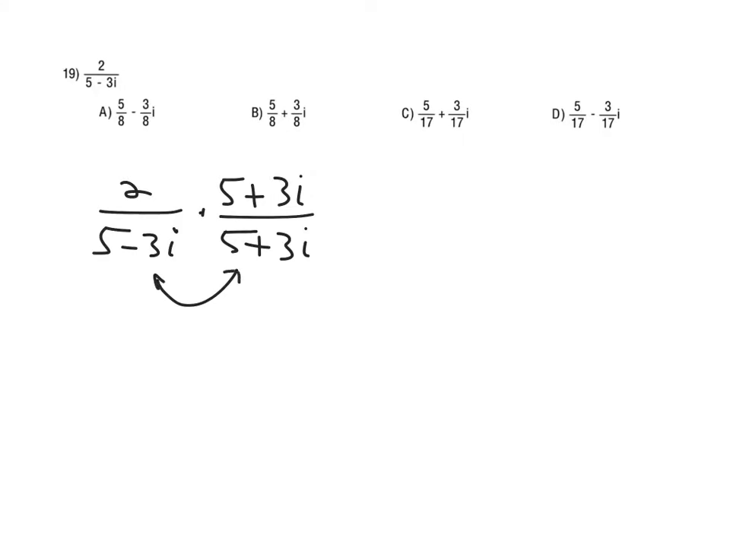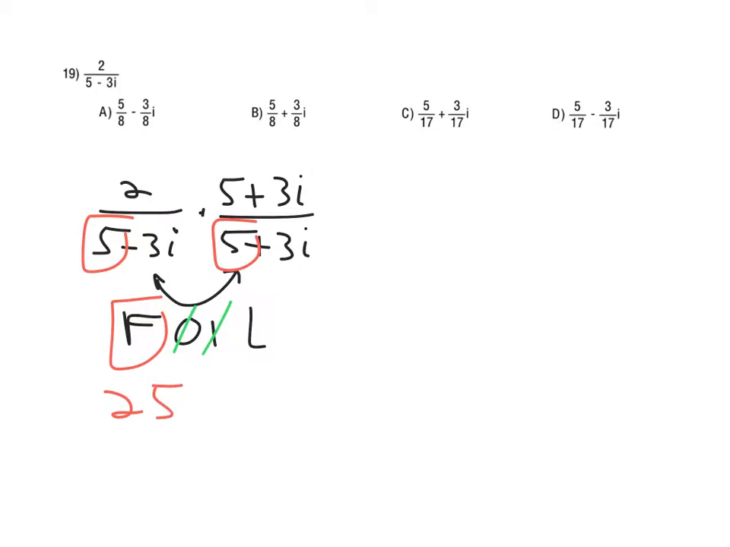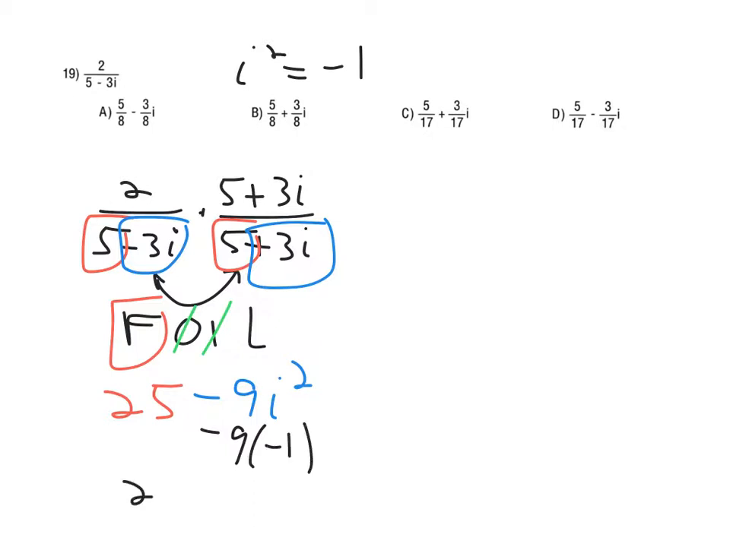Problem 19, these are again rationalizing the denominator. Here I'm going to multiply both the top and the bottom by 5 plus 3i, because that's the conjugate of 5 minus 3i. When you multiply conjugates, the outers and inners will always cancel, so all you have to do is multiply the firsts, 5 times 5, to get 25. And the lasts, negative 3i and positive 3i, is negative 9i squared. Always remember that i squared is negative 1. So I have negative 9 times negative 1, or positive 9. So here my denominator is 25 plus 9, or 34.